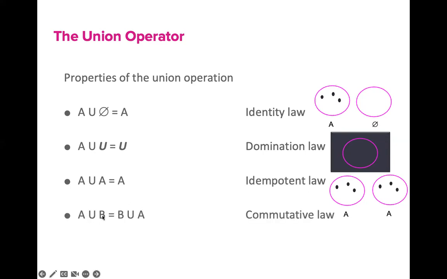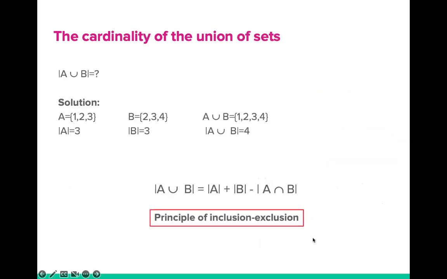Now, A union B is also equal to B union A. So this is the commutative law. And then A union of the quantity B union C is also equal to A union B union C. So this, on the other hand, is the associative law.